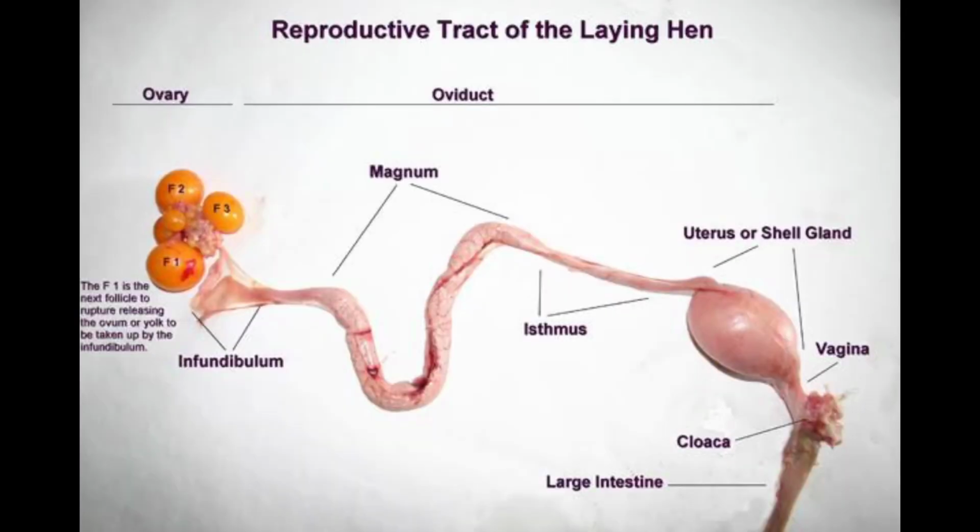The next section of the oviduct is the shell gland, which is 4 to 5 inches long. In this section, the shell forms on the egg. The shell largely is made of calcium carbonate.